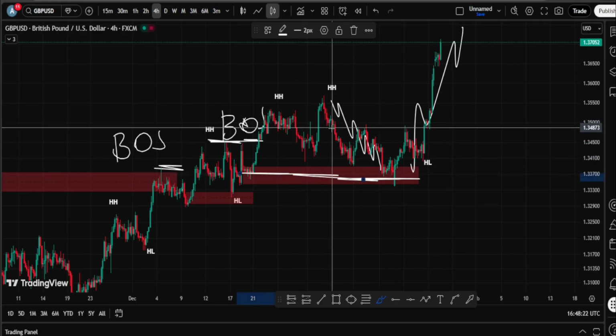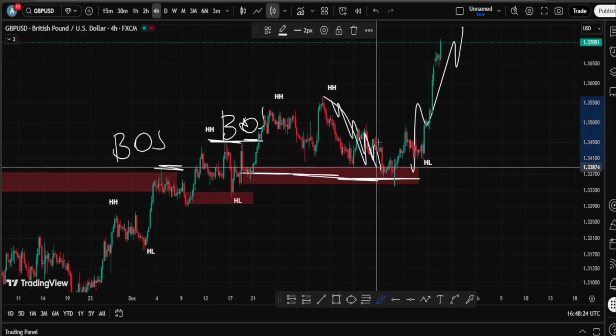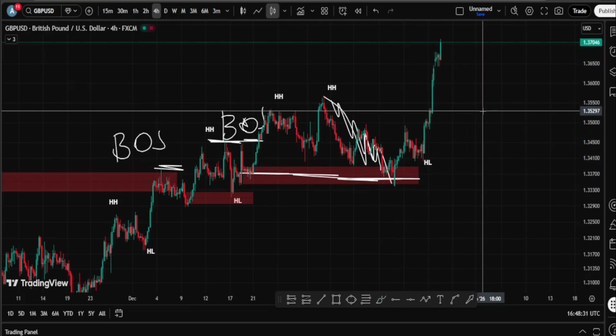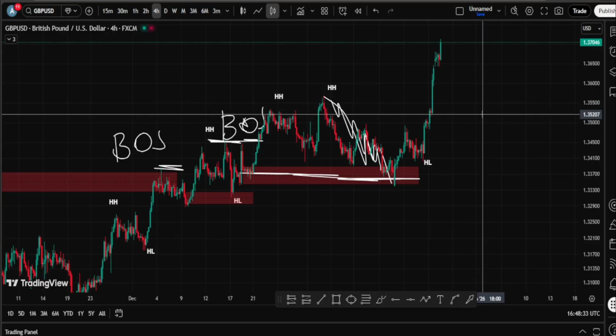So what does price do? Price will trace down to the zone, give us confirmation inside that demand zone, and push to the upside, guys. So this is how to read market structure and trade in the direction of the trend.